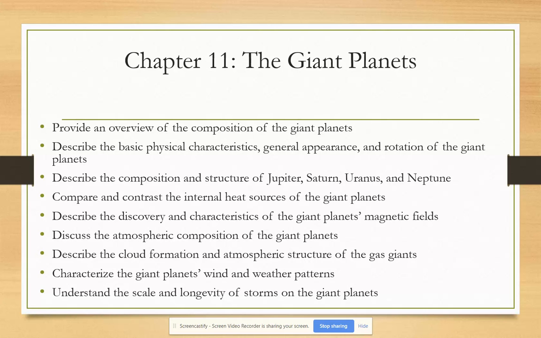Jupiter and Saturn have liquid metallic hydrogen that makes their magnetic fields. For Uranus and Neptune, it's briny, salty water. The internal heat source is just compression. Magnetic fields: they all have magnetic fields. Jupiter and Saturn have extremely strong magnetic fields and very large magnetospheres. Which planet has no magnetic field at all? Venus.